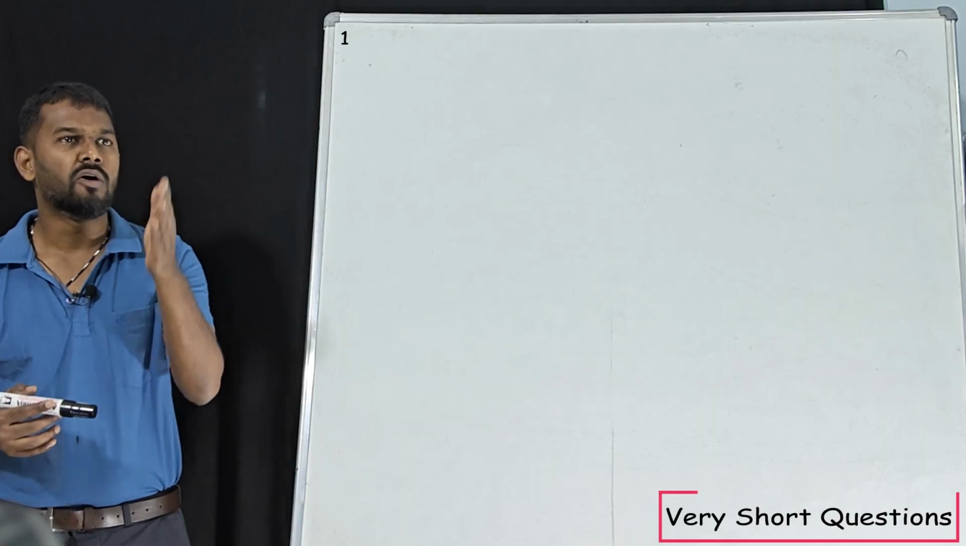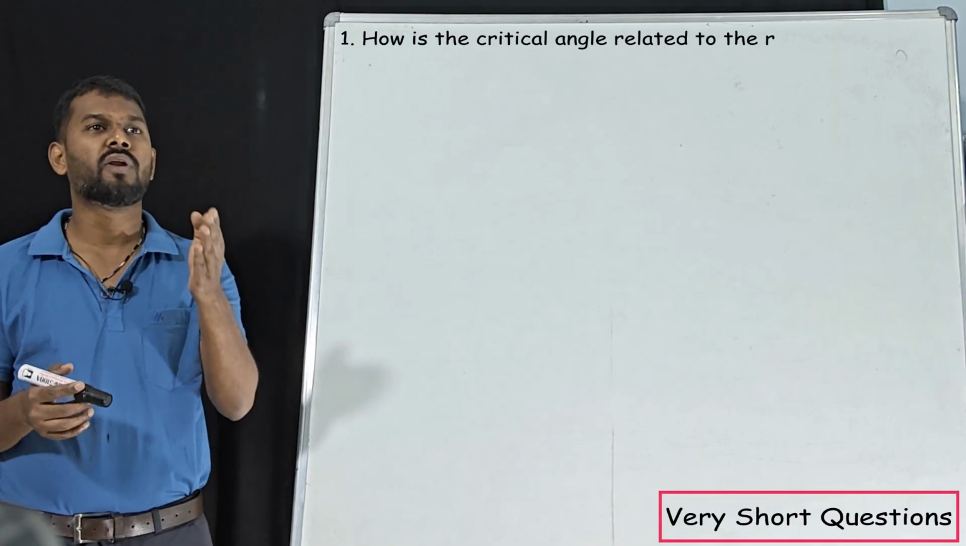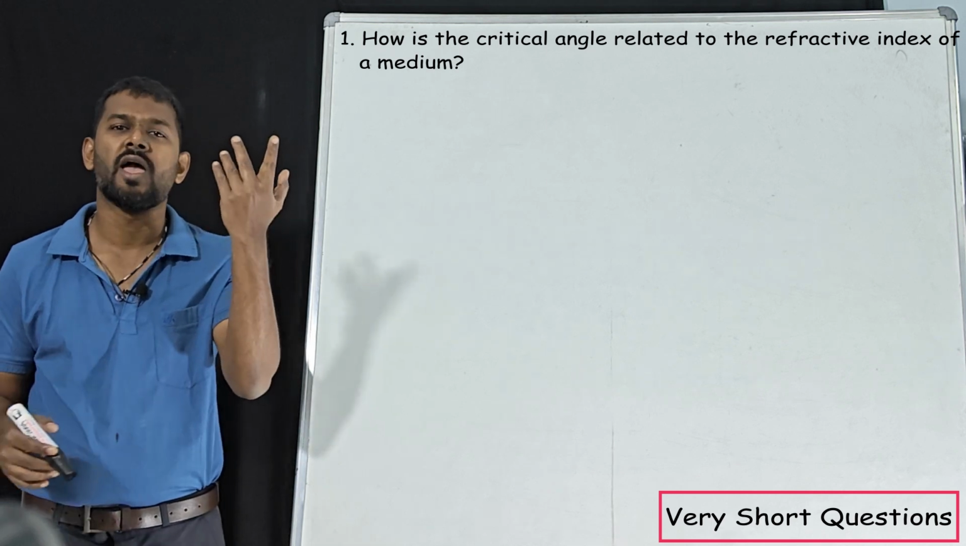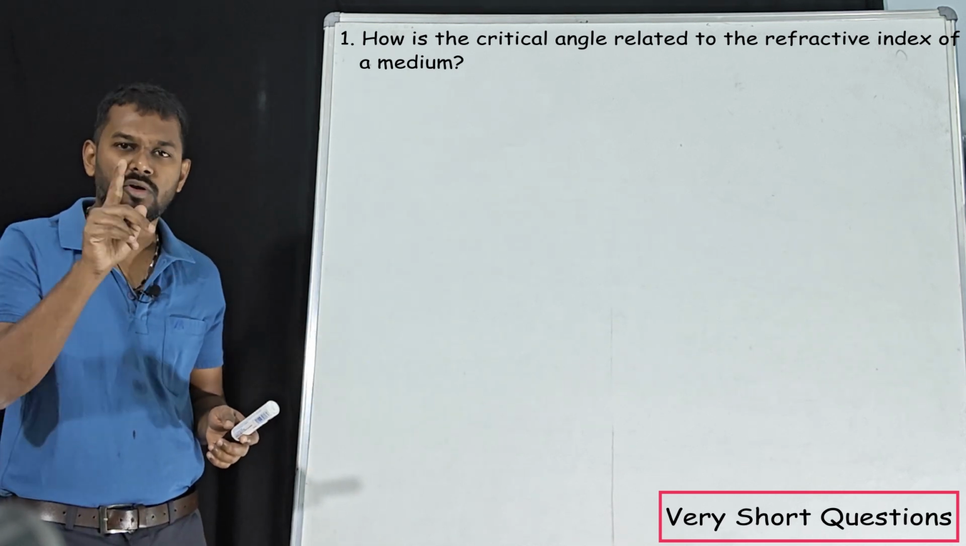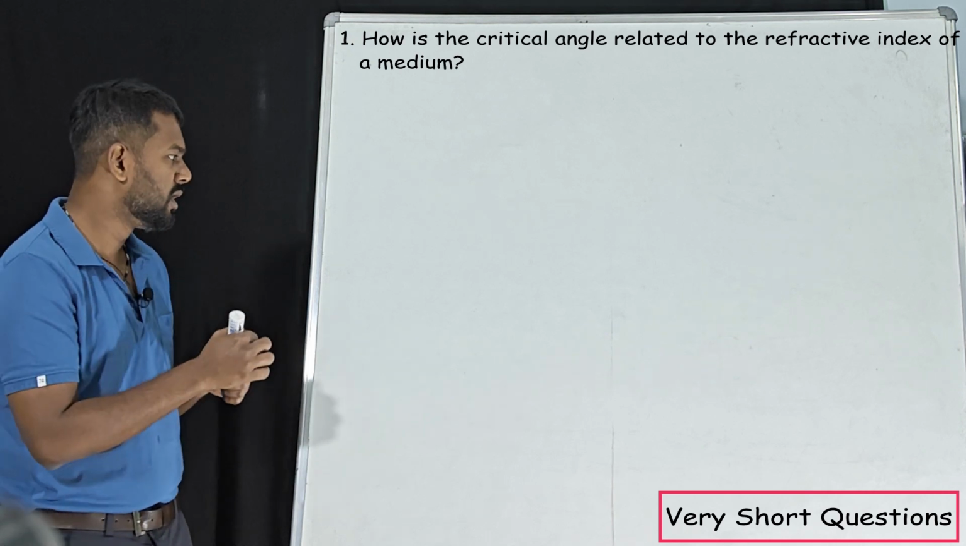Our first question: how is the critical angle related to the refractive index of a medium? This is what we have learnt in the concept video. Very simple. They are asking how that is related. You can write the answer in two ways. I'll teach you both. Listen.